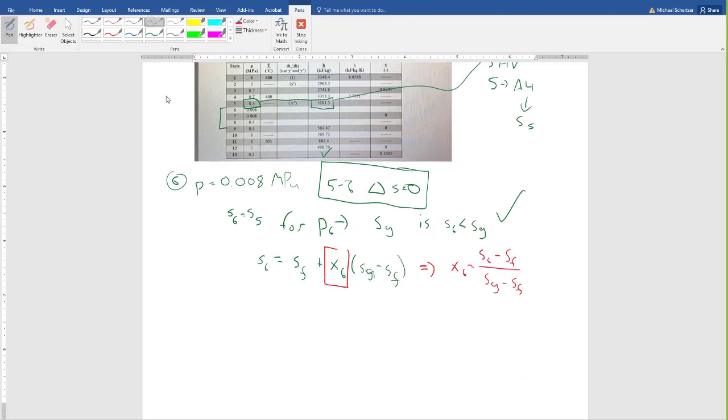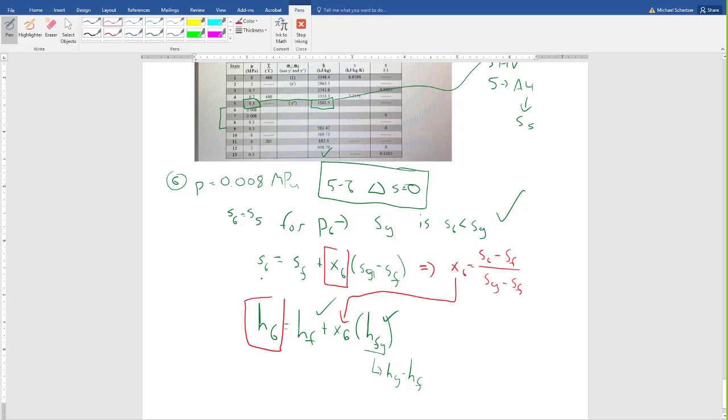And the reason we like that is because then we can find H6 is equal to HF plus X6 times HFG. I can write this as HFG, but HFG is equal to HG minus HF. But this is in the table, so I'm just going to look this up. I use this value for S6 down into here, and now I have H6. So that's pretty good. That was one of the ones that we didn't know. So now we know H6.